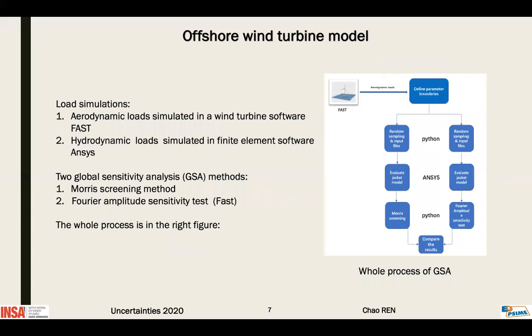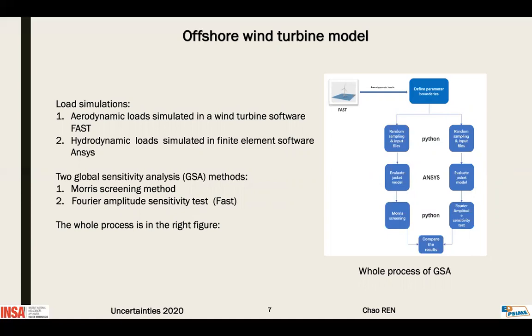Then it's about the load simulation. The aerodynamic and hydrodynamic simulations are mainly based on two software tools. Aerodynamic forces are simulated in the wind turbine software FAST, and hydrodynamic loads like wave and current are computed in the finite element software ANSYS. Two sensitivity analysis methods have been used: one is Morris's screening method, and the other is the Fourier amplitude sensitivity test. The whole process is in the right figure.